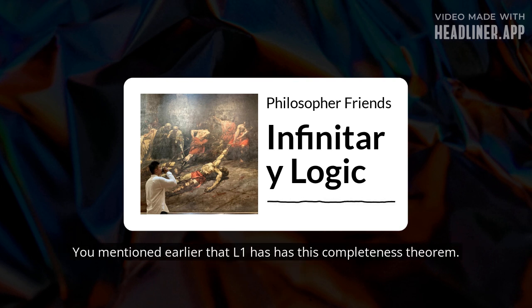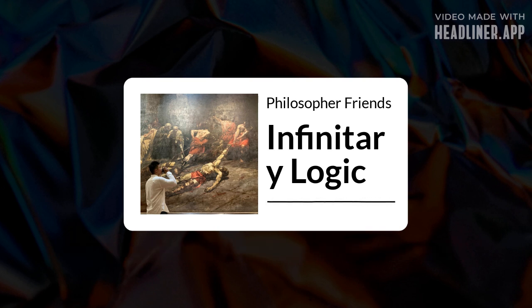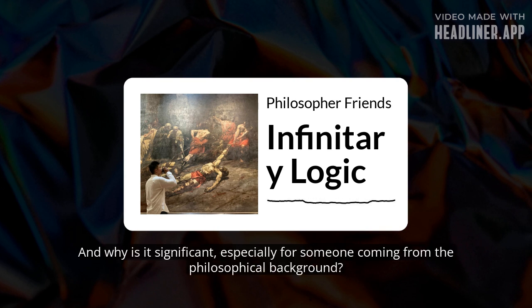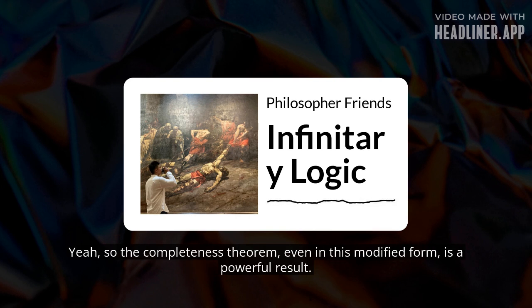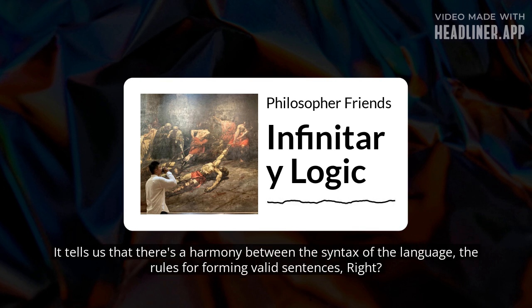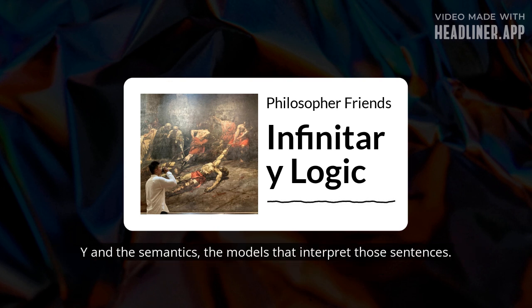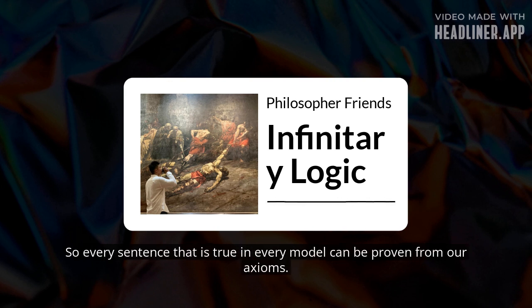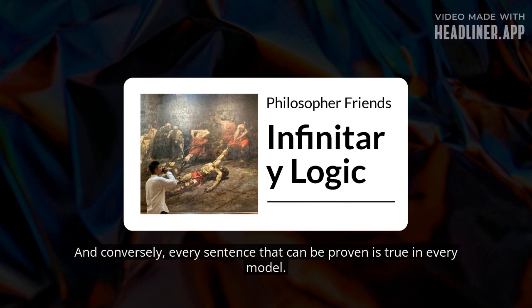You mentioned earlier that L∞ω1 has this completeness theorem. What exactly does that mean in this context, and why is it significant, especially for someone coming from a philosophical background? So the completeness theorem, even in this modified form, is a powerful result. It tells us that there's a harmony between the syntax of the language, the rules for forming valid sentences, and the semantics, the models that interpret those sentences. So every sentence that is true in every model can be proven from our axioms, and conversely, every sentence that can be proven is true in every model.